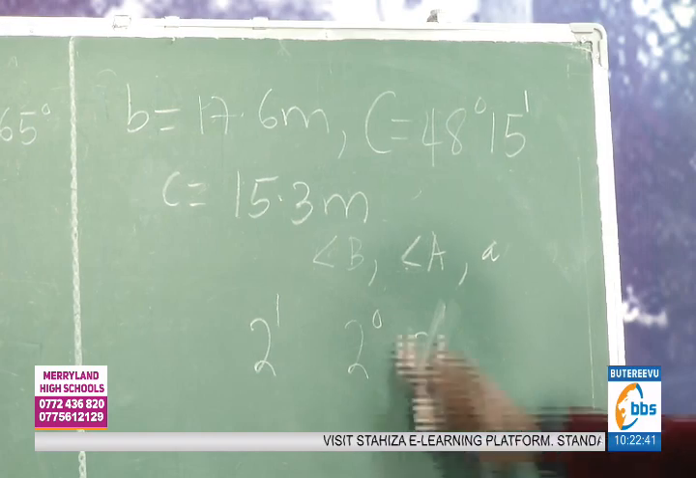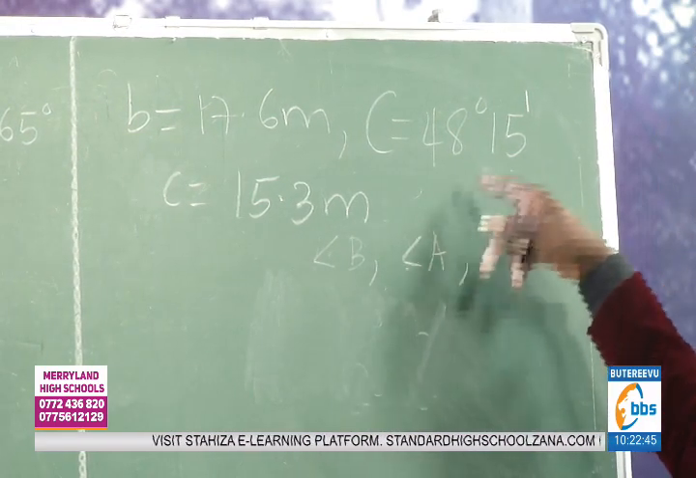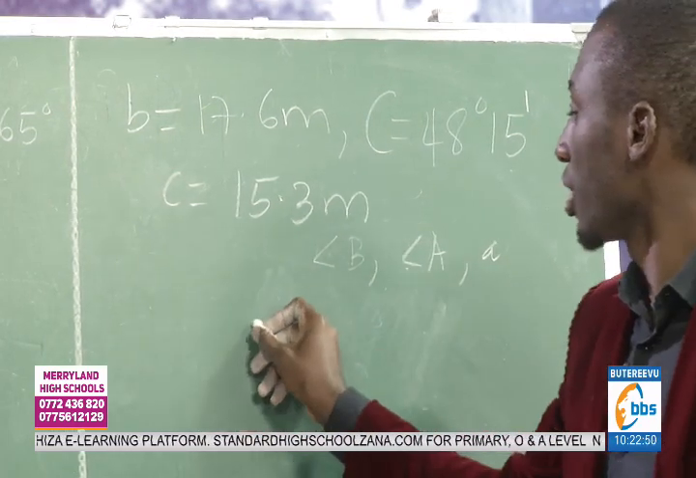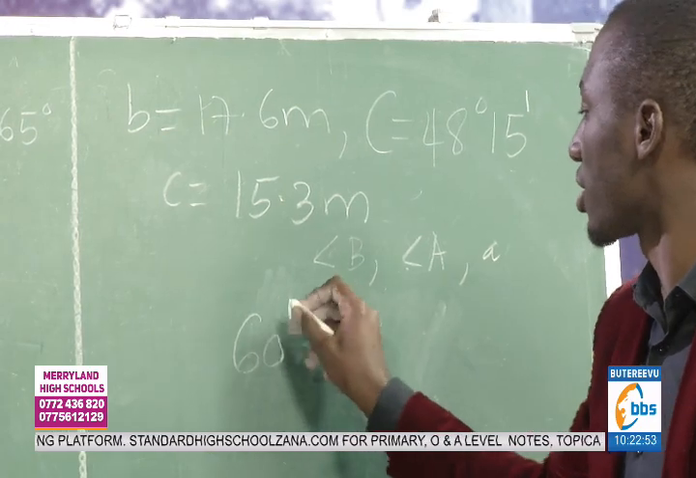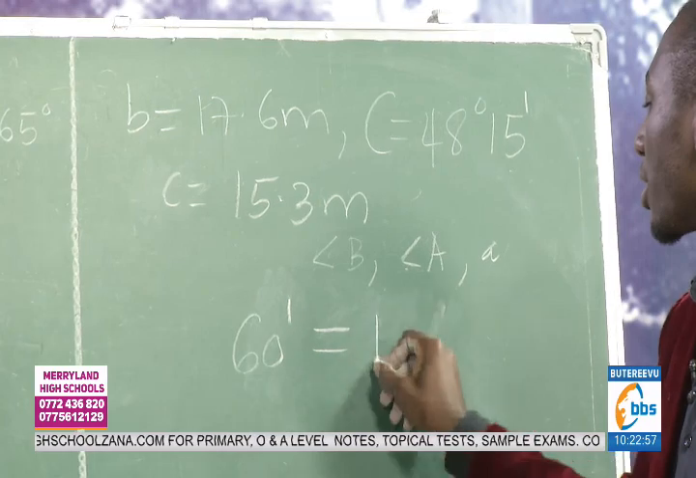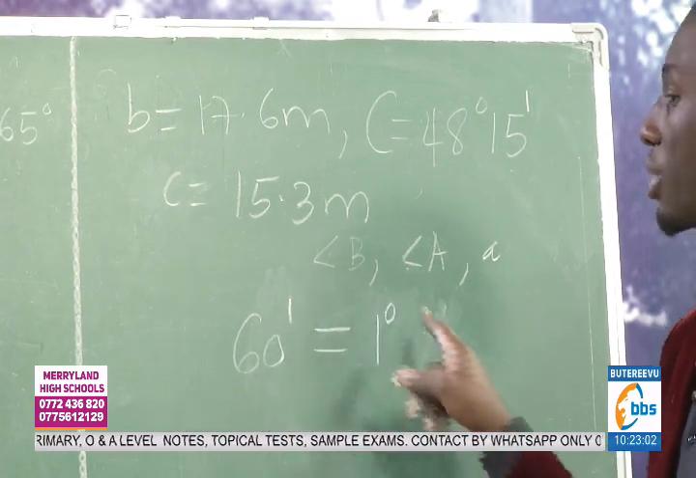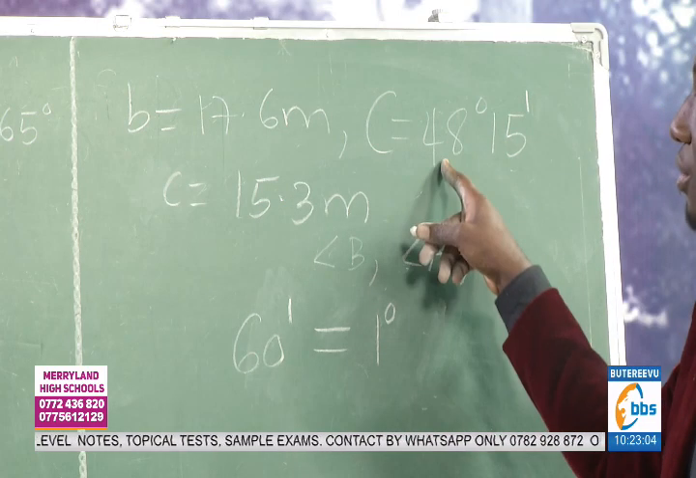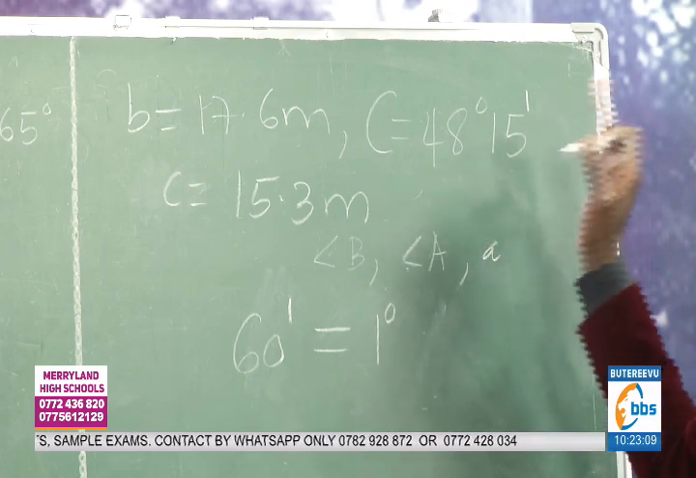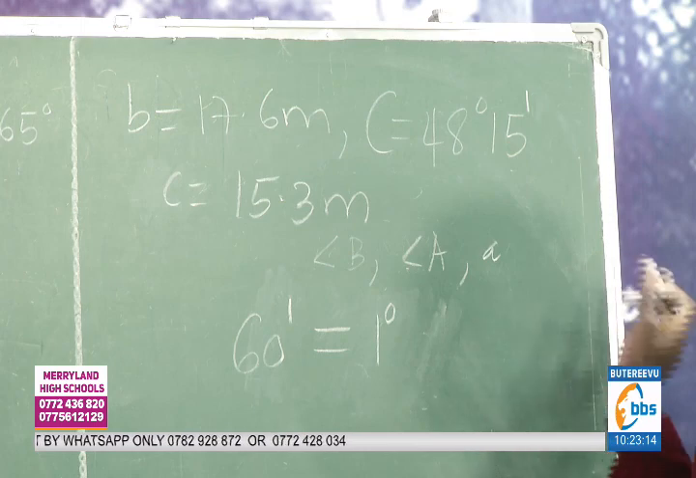Now what we need to know is how to convert, because you cannot use this angle the way it is. You have to know how to convert from minutes to degrees. You first convert that angle C. 60 minutes equal 1 degree. This is what you're supposed to use. For this case, we have 48 degrees and 15 minutes. So 48 degrees I'm going to leave, and I'm just going to convert these 15 minutes to degrees. After that, I add them to 48 degrees.